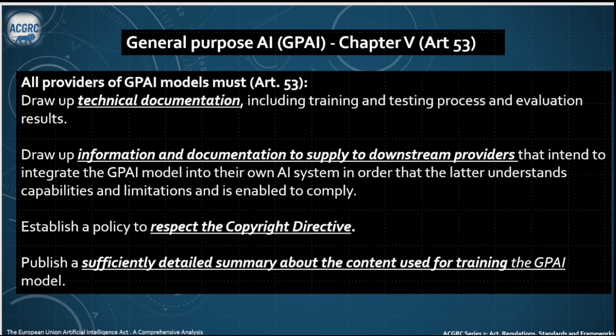The provider of a GPAI model should establish a policy to respect the copyright directive. We gave a small example on this. They should be able to publish a sufficiently detailed summary about the content used for training the GPAI model. Now do note I have highlighted 4 aspects: technical documentation, information and documentation to supply to downstream providers, third, respect the copyright directive, fourth, a sufficiently detailed summary about the content used for training the GPAI. Now do remember this, and we'll go to the next section where we'll understand why I highlighted these 4.